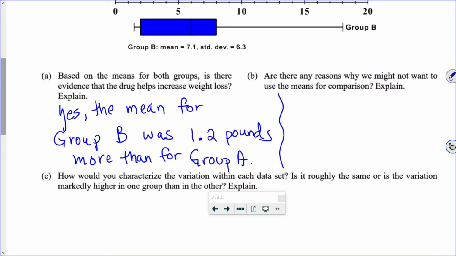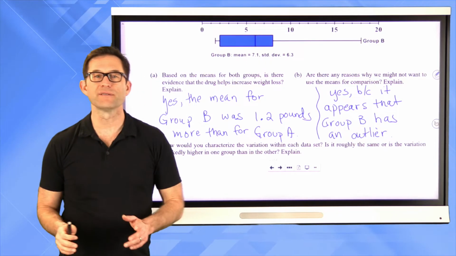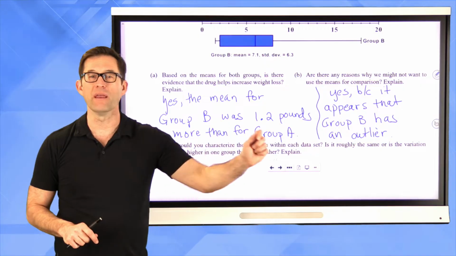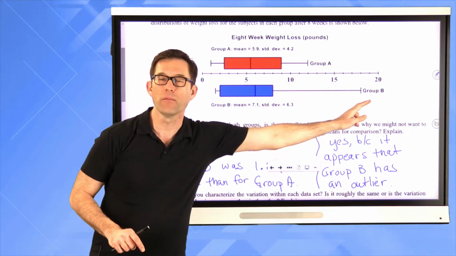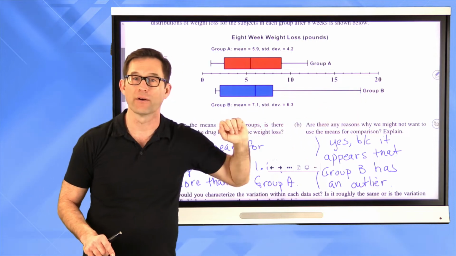So yes, because it appears that Group B has an outlier. And we talked about the fact in a previous lesson that outliers, especially if there's only one of them in one direction, will pull the mean up in that direction. And in fact, this mean is probably significantly larger than the mean of Group A simply due to that outlier.